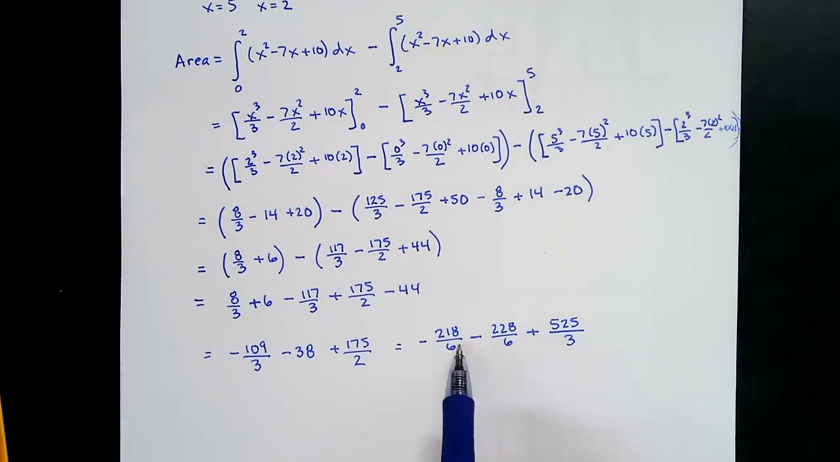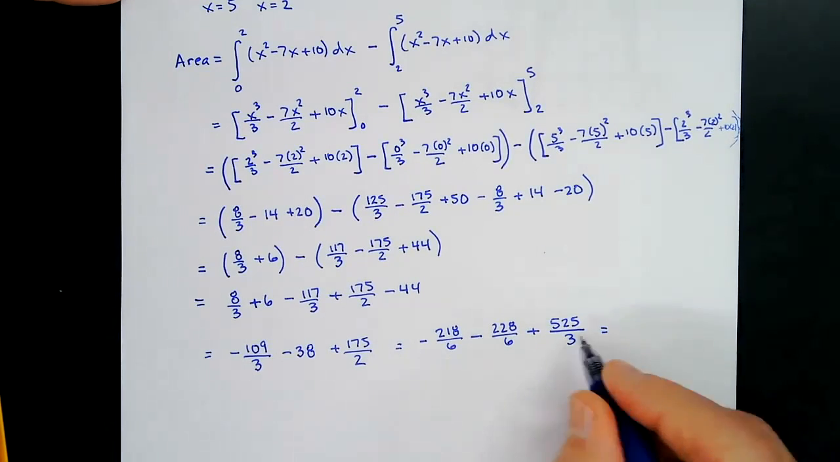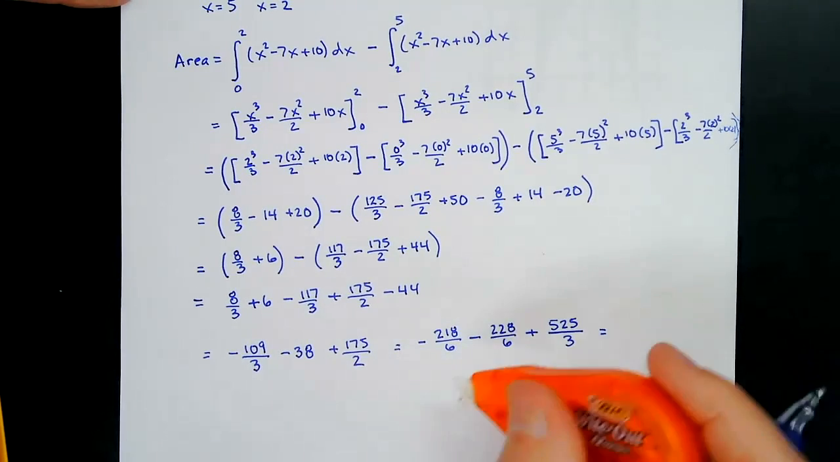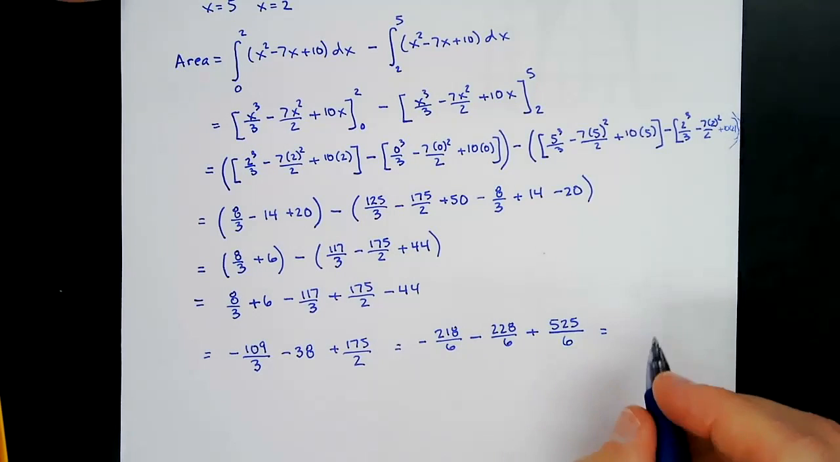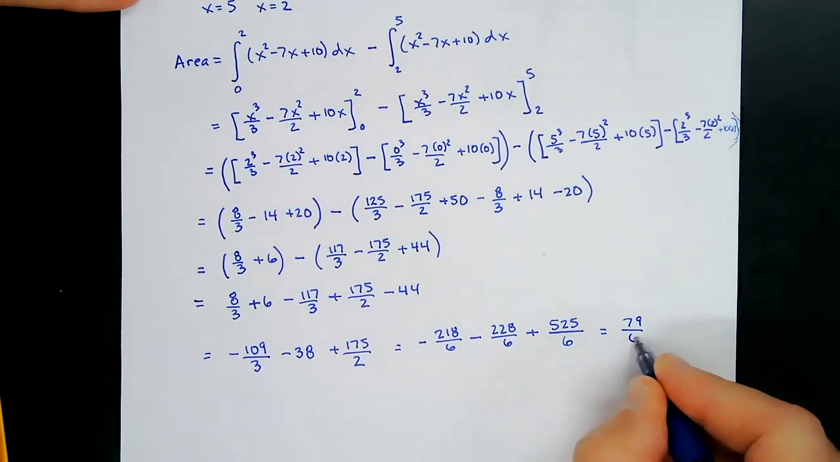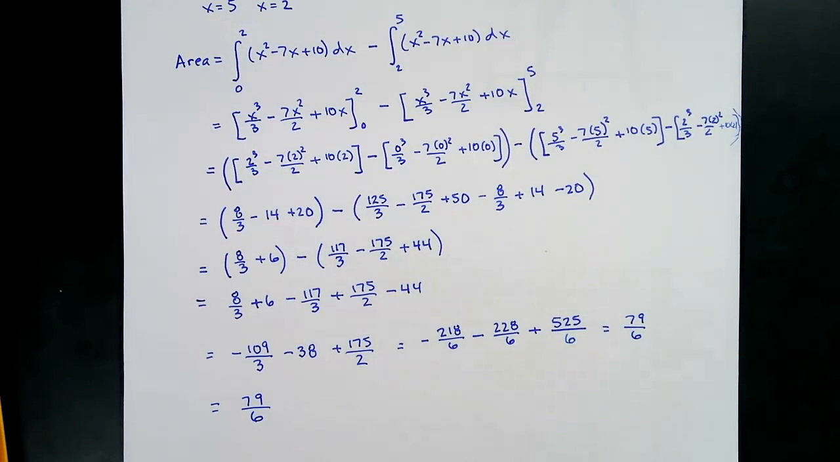Okay, so we're going to combine these together. Negative 218 minus 228, and then plus 525. And we get 79. So this comes out to be, and you know what? This should not be a 3, but a 6. Okay. And so when we add these, we get 79/6. Okay, and that's our answer. The area is 79/6.